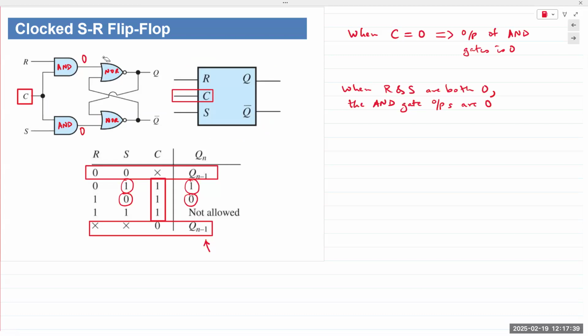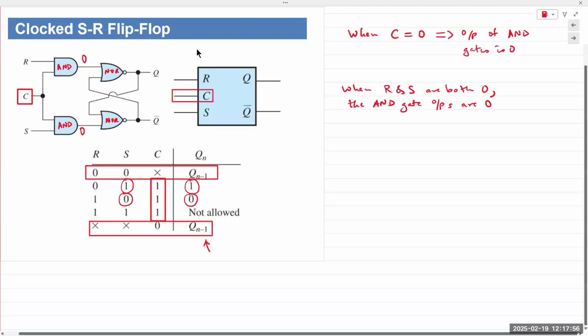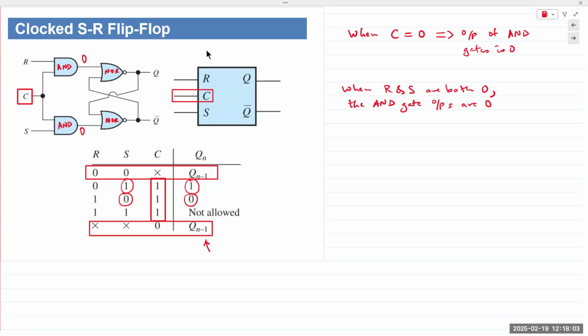Does this make sense? Let's take a pause. Let me know if you have any questions. All good?